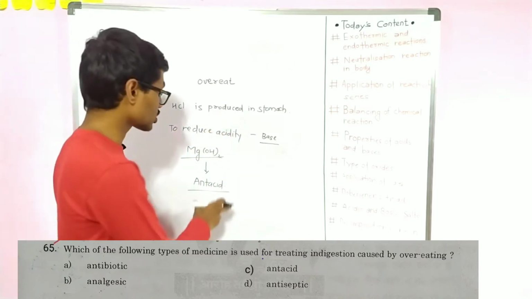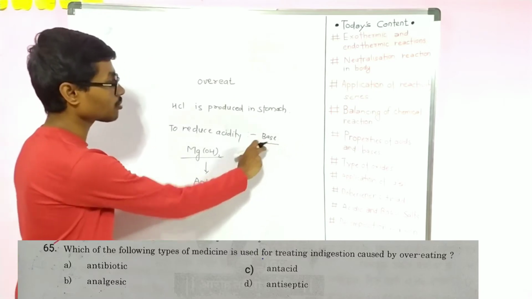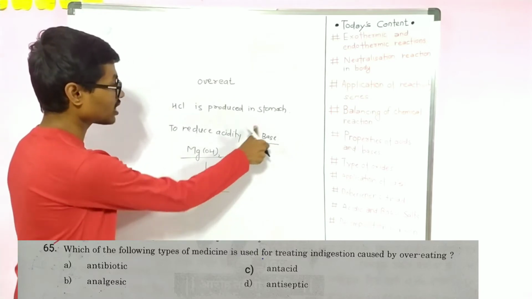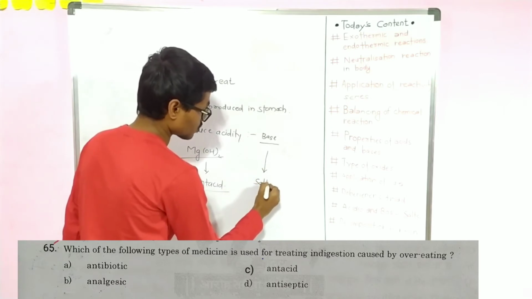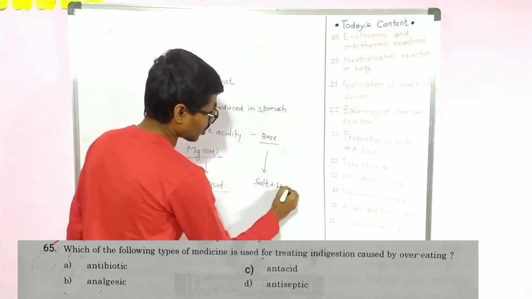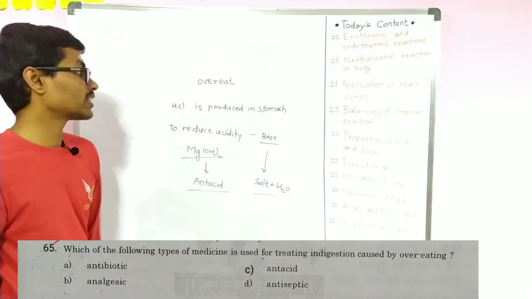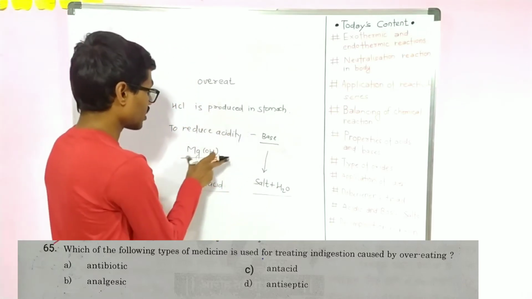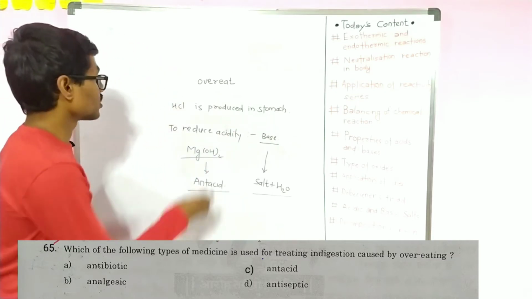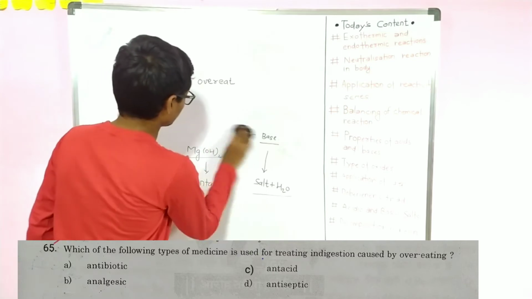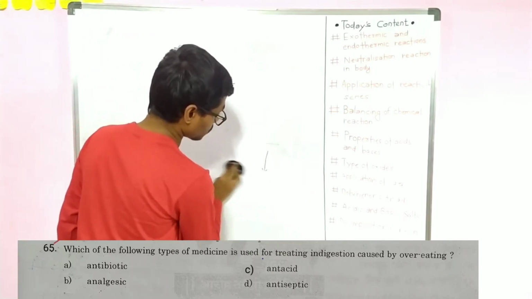Anti of acid means its properties are anti to the acid, and anti to the acid is nothing but base. When acid and base react they form salt and water, and formation of salt plus water is nothing but a neutralization reaction. When we take an antacid, a neutralization reaction happens in the body. Now they have given 4 different options.